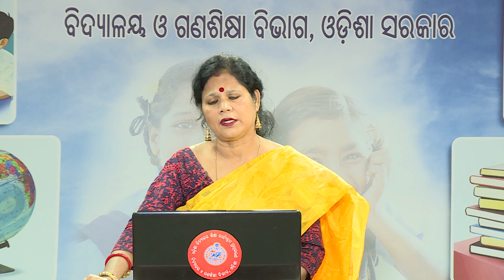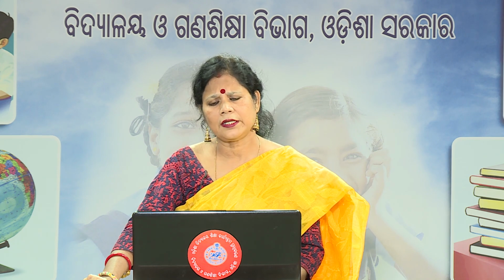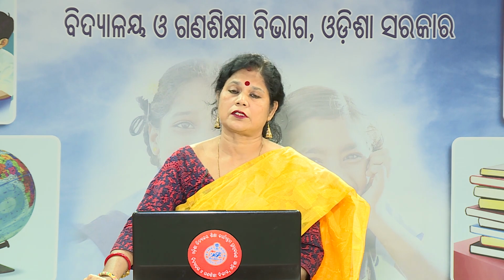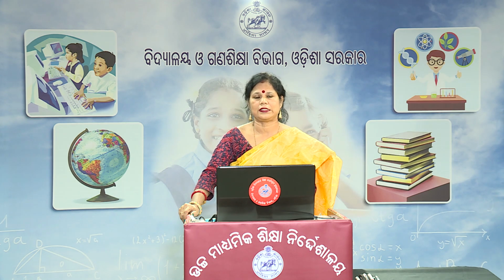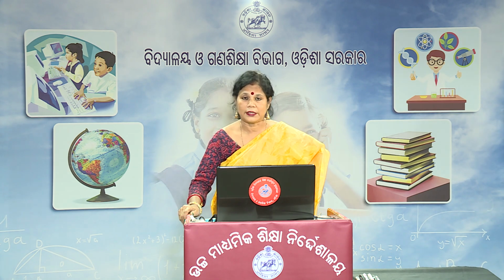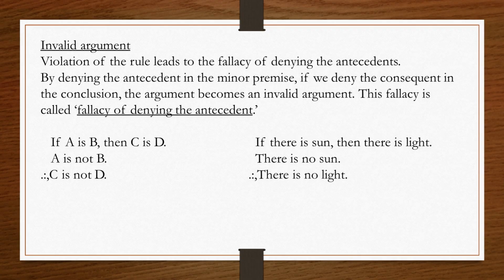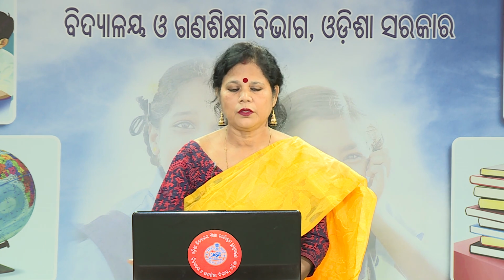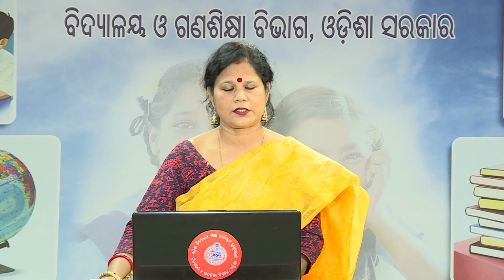So how can you say that if there is no sun, then there is no light? How could you say like this? So the conclusion does not follow from the premises. Conclusion does not necessarily follow from the premises. So this is an invalid argument, this is a fallacious argument, and this fallacy is known as fallacy of denying the antecedent. Okay. Now we will move to the next syllogism.